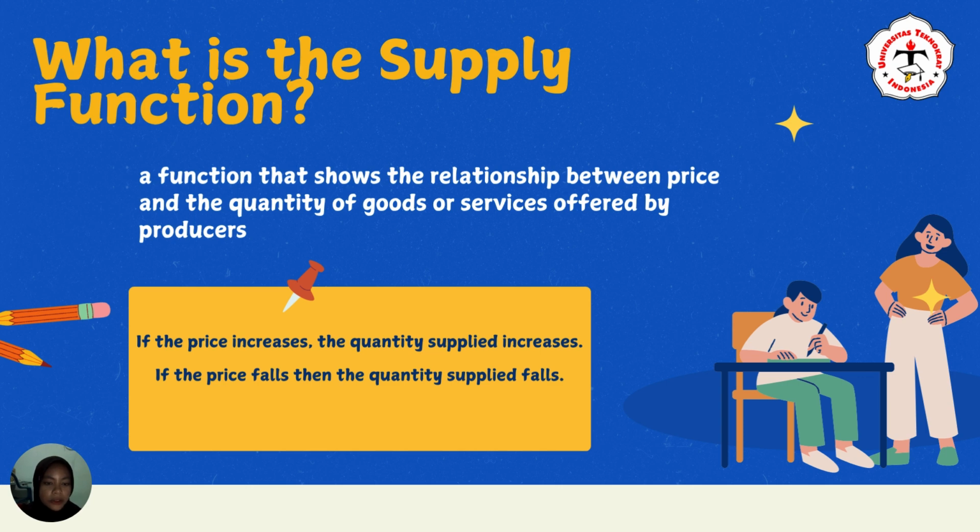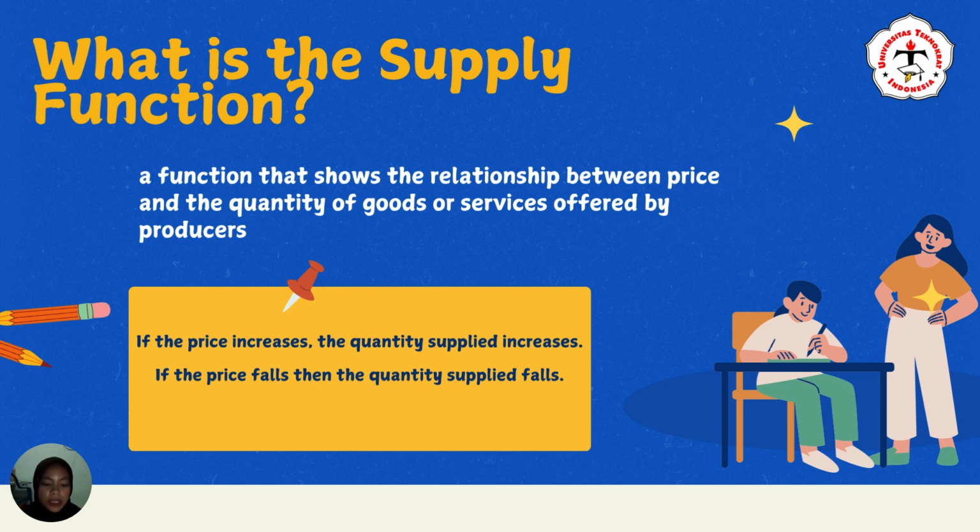What is the supply function? The supply function is a function that shows the relationship between price and the quantity of good or service offered by producers. The supply function is used by producers to analyze how many goods are produced. The supply function follows the law of supply, namely, if the price increases, the quantity supplied increases. If the price falls, then the quantity supplied falls.